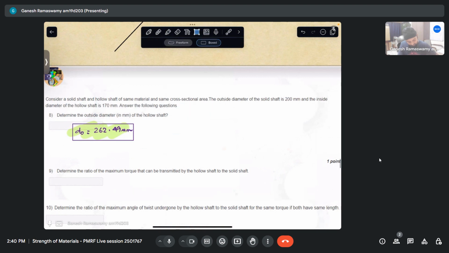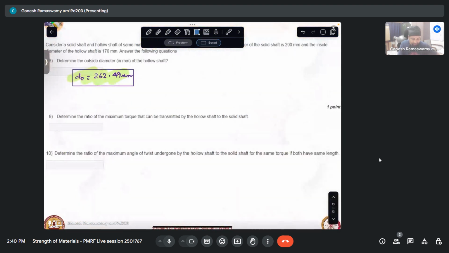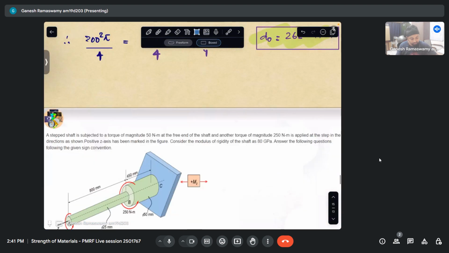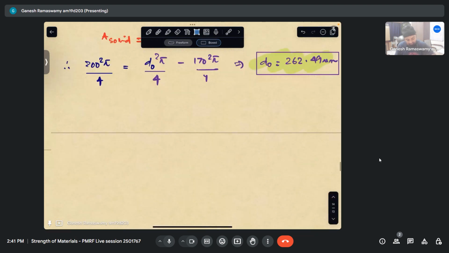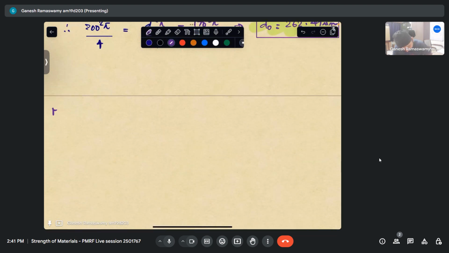Determine the ratio of the maximum torque that can be transmitted by the hollow shaft to that of the solid shaft, is what is asked. So what is the maximum torque that can be transmitted by a shaft? So we know that for a circular shaft, tau max is Mt by Ip into R max.